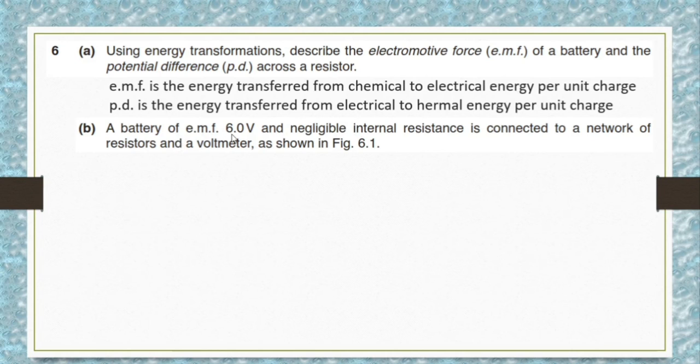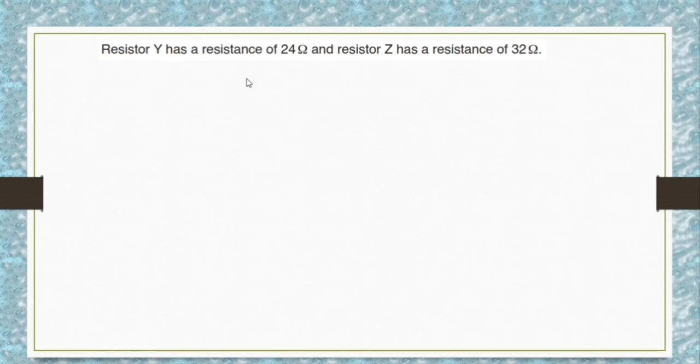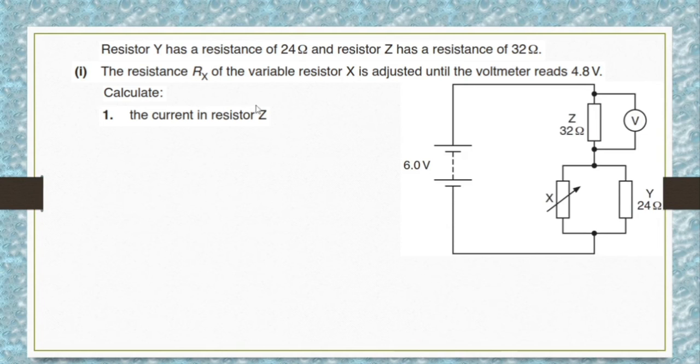B. A battery of EMF 6 volts and negligible internal resistance is connected to a network of resistors and a voltmeter as shown in figure 6.1. Resistor Y has a resistance of 24 ohms and resistor Z has a resistance of 32 ohms. The resistance Rx of the variable resistor X is adjusted until the voltmeter reads 4.8 volts. We want to calculate the current in resistor Z here.